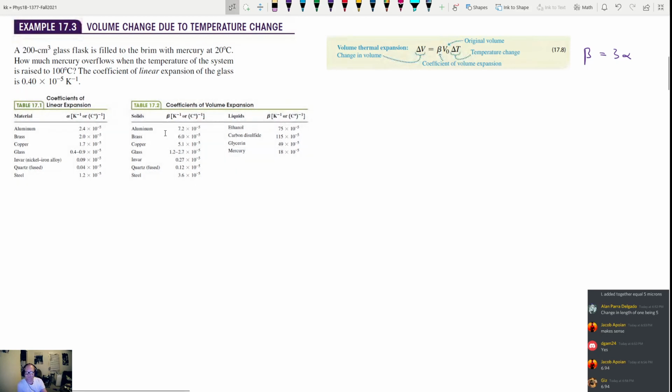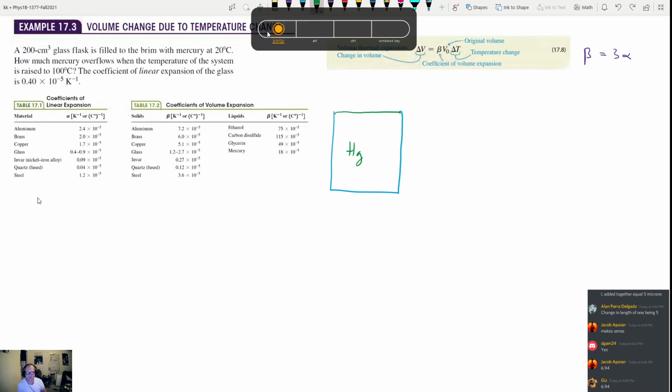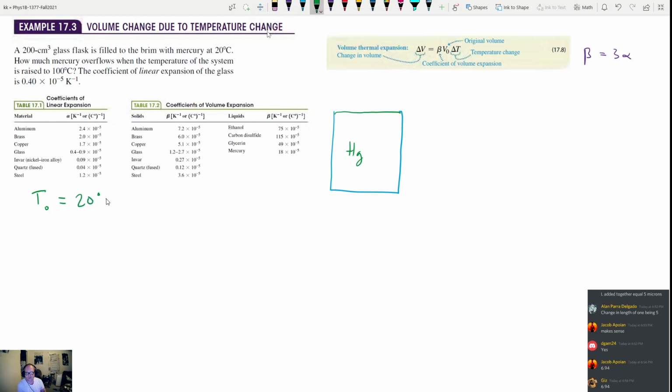So in this problem, what we have is a 200 centimeter cubed glass flask is filled to the brim with mercury at 20 degrees Celsius. So we have a flask and it's filled to the brim with mercury. We'll make the mercury green. So right up to the top you have mercury, which is Hg. And we know that it says the mercury is at 20 degrees Celsius, so the initial temperature of our system, we'll write that over here, is 20 degrees Celsius. How much mercury overflows when the temperature of the system is raised to 100 degrees Celsius? The coefficient of linear expansion of the glass is 0.4 times 10 to the negative 5 Kelvin inverse.